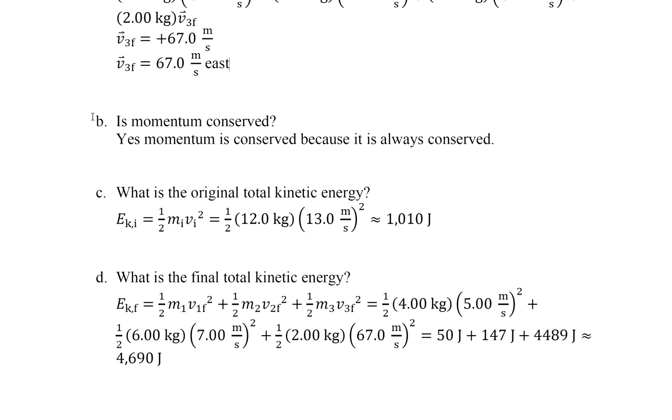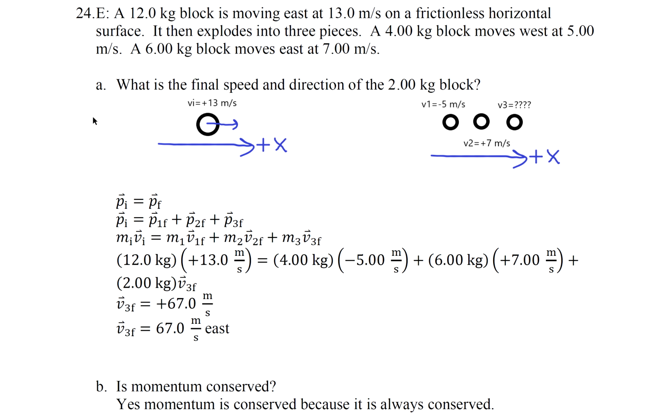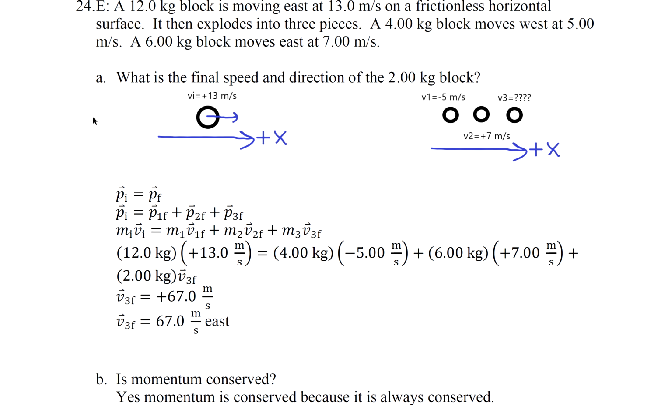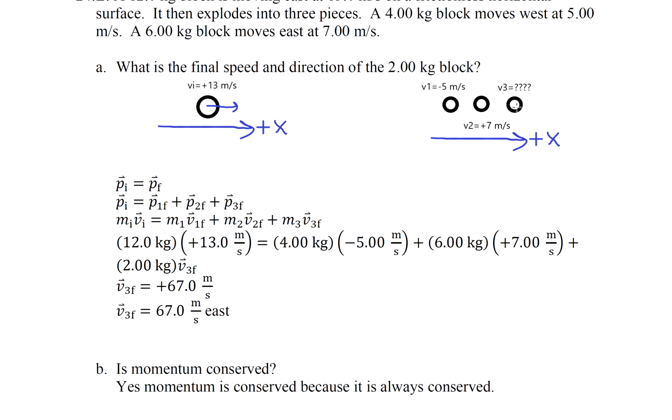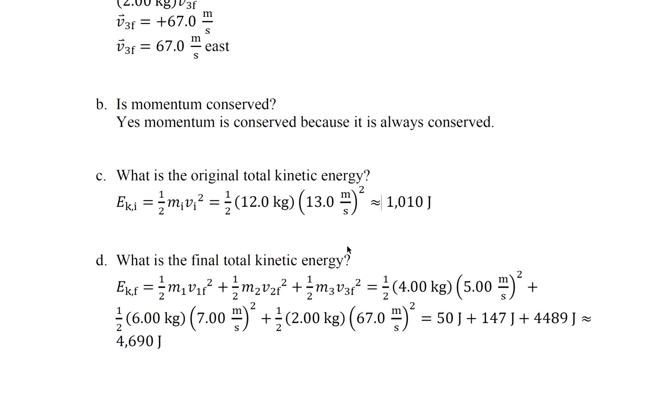Part B, is momentum conserved? Yes, because we have the law of conservation of momentum. It's always conserved. Part C, what's the initial total kinetic energy? Well, it's our initial situation. We have only one object. So it's this equation here. Part D, what's the final total kinetic energy? We have three objects at the end. So we're going to use this equation.